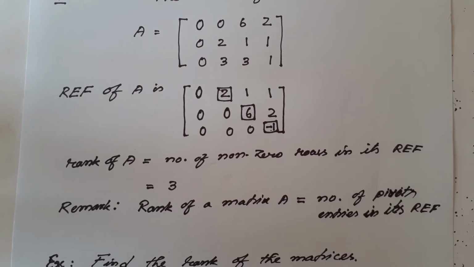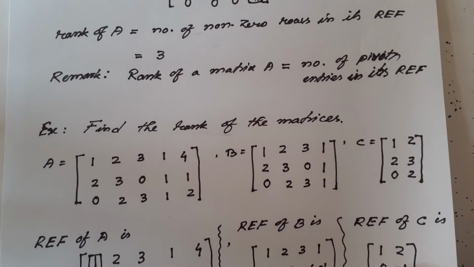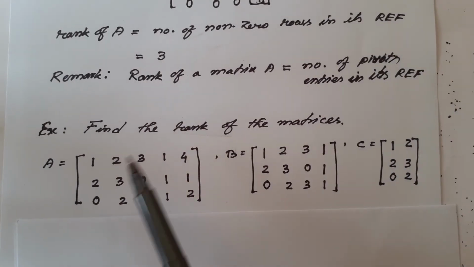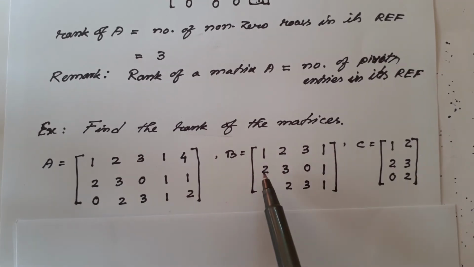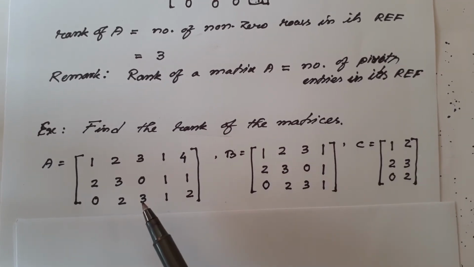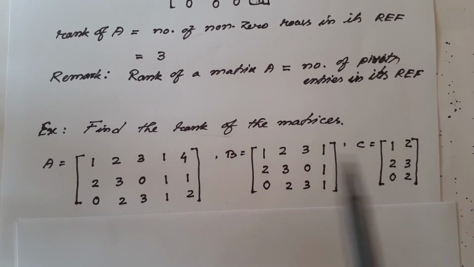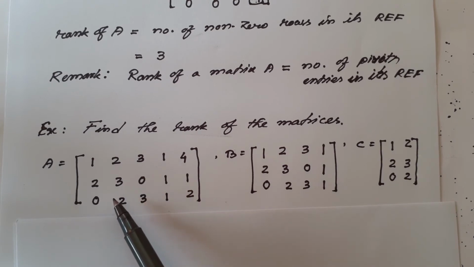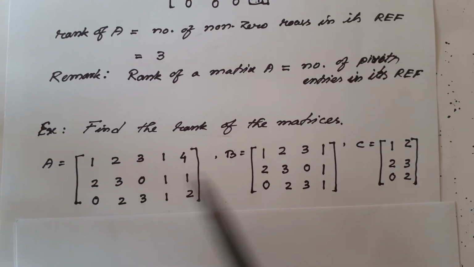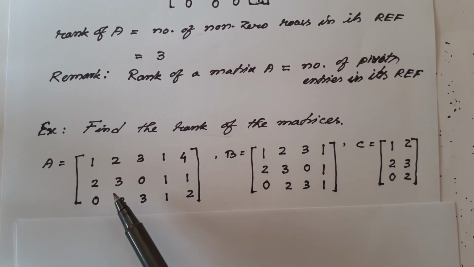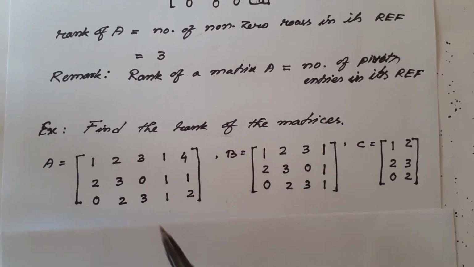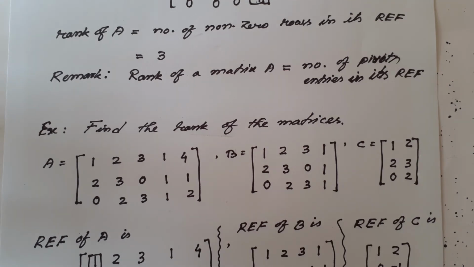Now let us take one more example, one more exercise. Find the rank of the matrices A, B and C. Now this example also we have discussed already. Notice that the first 4 columns of B are nothing but the first 4 columns of A. First 2 columns of C are nothing but the first 2 columns of A. And how to get the row echelon form of B and C? We can get it from the row echelon form of A itself. So we have done this exercise earlier. So this is the row echelon form of A.